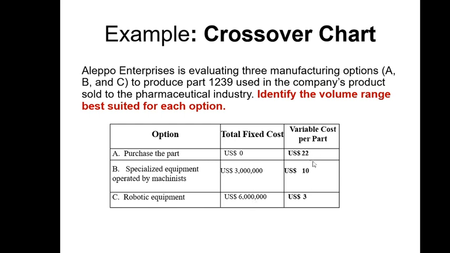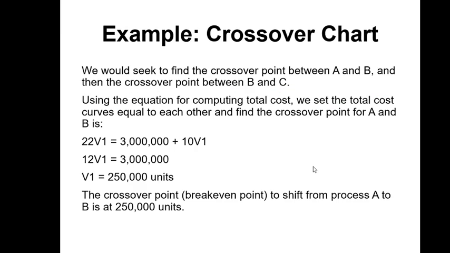The same, you have also the variable cost for each of them. You can use the same way. First of all, you have to intersect the total cost of process A with B. Then you will have the V1 again. Number of units will be 250,000, which means that from 0 to 250,000, it's better to use process A.